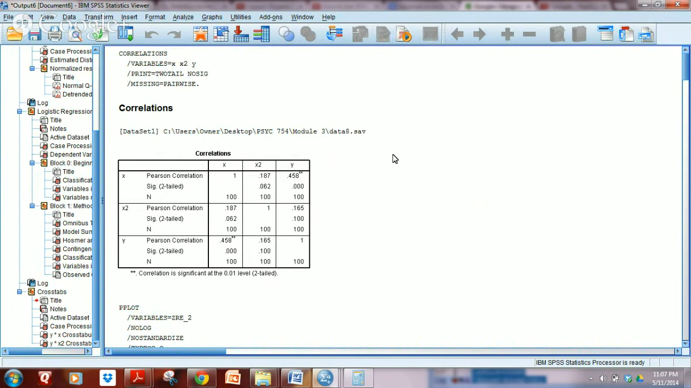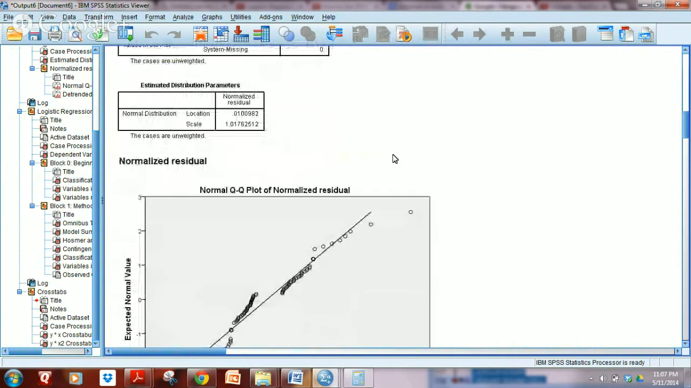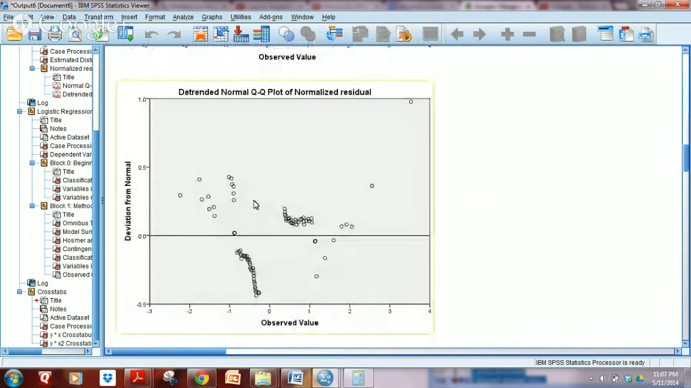So one of the things that this made me think of was, when we're running diagnostics for a linear regression model, one of the things we're looking at is homoscedasticity with the detrended normal QQ plot.